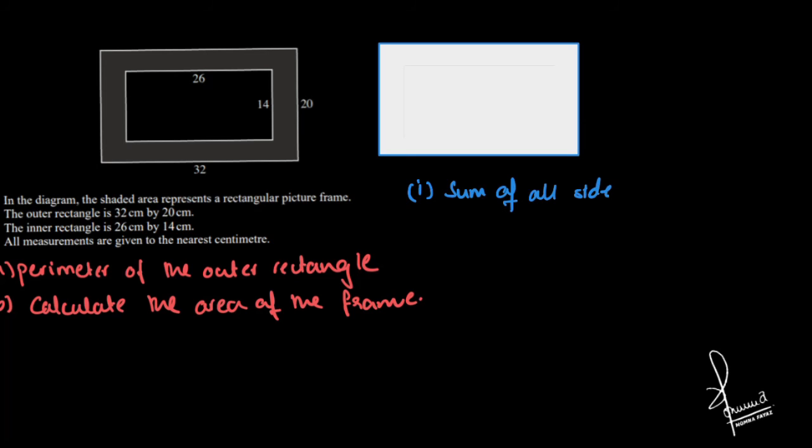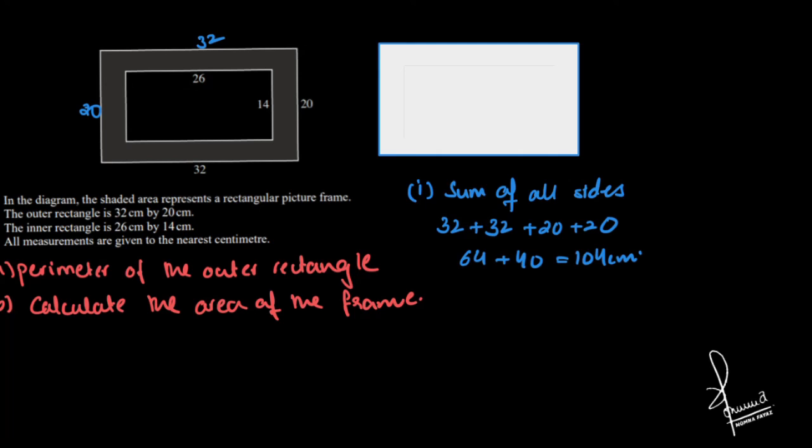Now what are all the sides? We talked about how the two opposite sides of a rectangle are equal. So if this is 32, this is going to be 32, and if this is 20, then the outer side on this end is also going to be 20. So what is the sum of all 4 sides? 32 plus 32 plus 20 plus 20, which is equal to 64 plus 40, which equals 104 centimeters. Okay? So far so good.